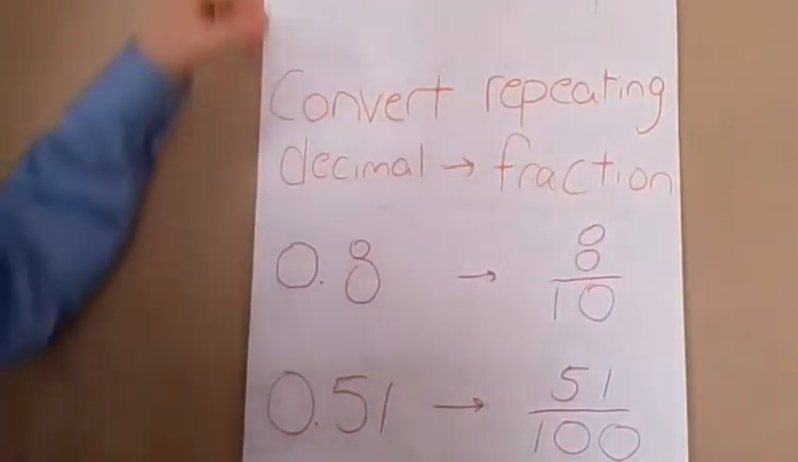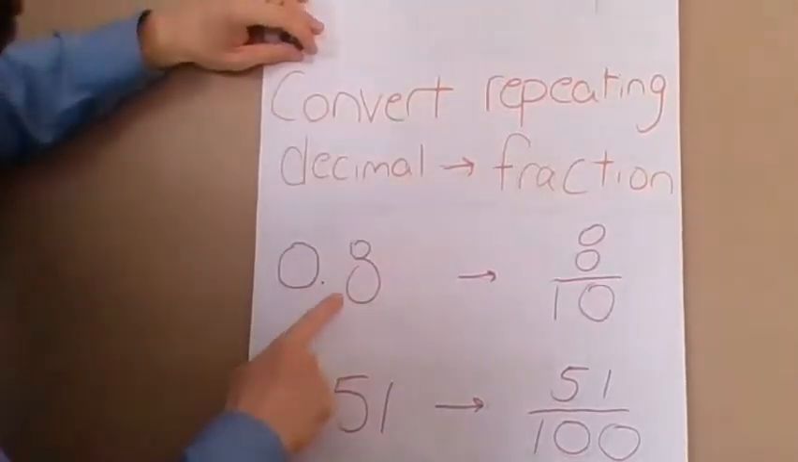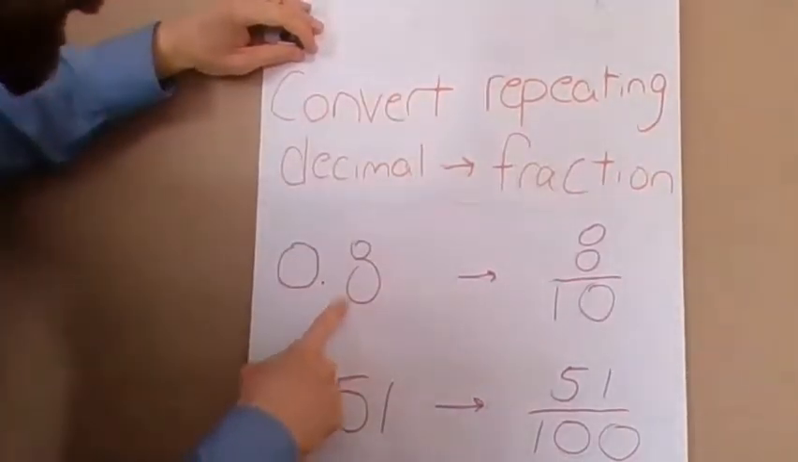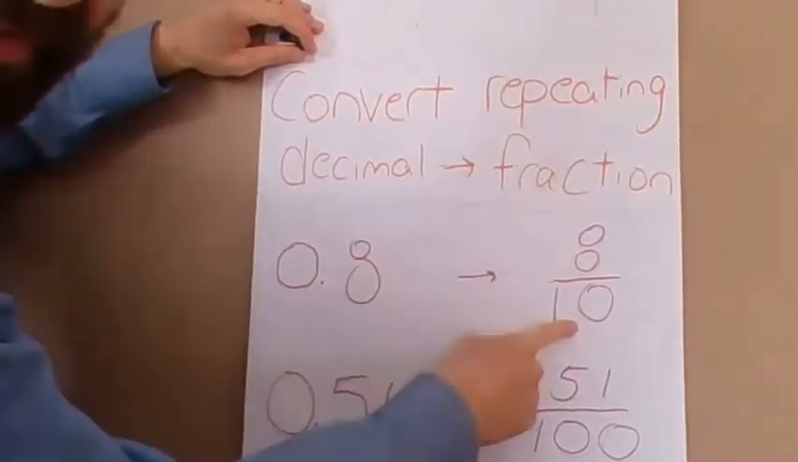So we start off with something very simple. These are things you know, right? 0.8, you can write that as a fraction because this is 8/10, right? This is in the 10th spot, so you could write that as 8/10, 8 out of 10.